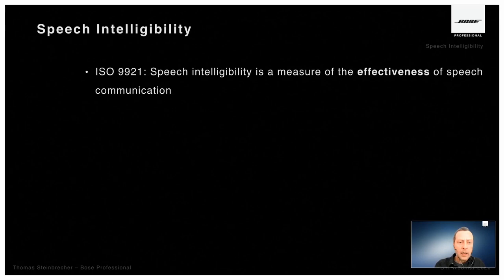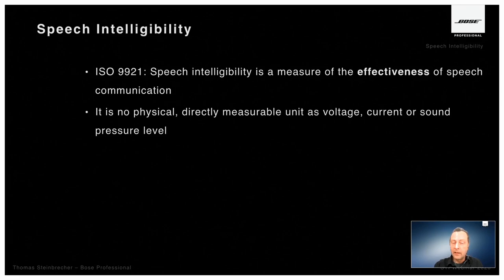There's yet another standard, ISO 9921, which deals with speech or general ergonomics. They have a definition of speech intelligibility, saying intelligibility is a measure of the effectiveness of a speech communication. And the stress here is really on the word effectiveness. So it is not necessarily about quality, right? It's not necessarily about whether Thomas sounds like Thomas sounds when he talks to you without a microphone. It's about how much effort is involved for a listener to understand the content of a speech communication. So we want the content to be transmitted. We are not so much interested in it sounding great, right? We need to transmit information.